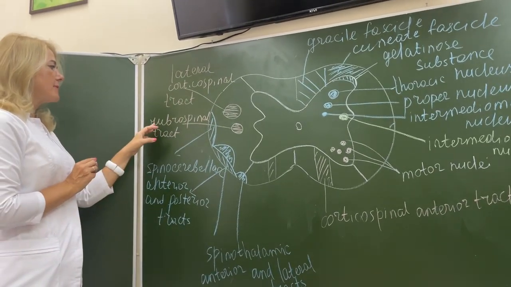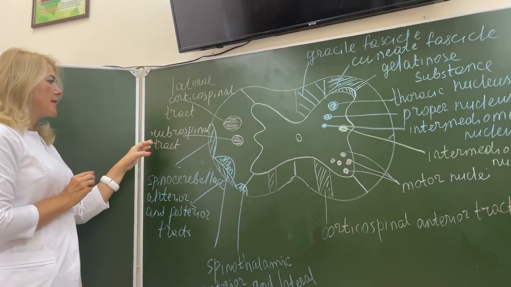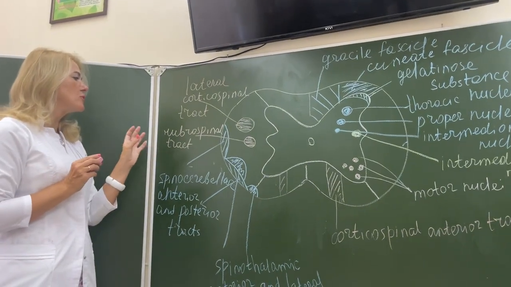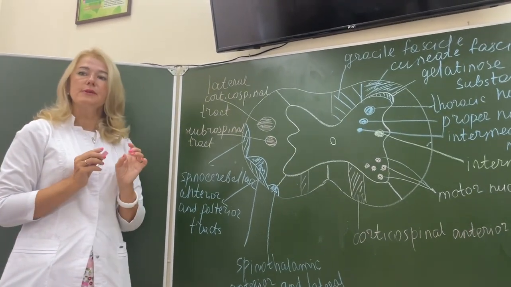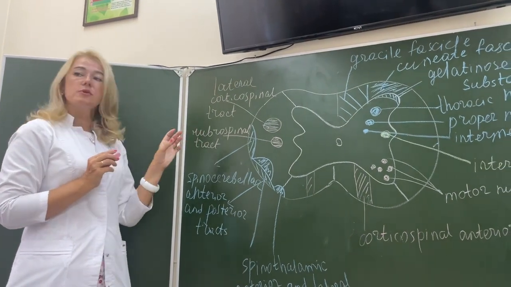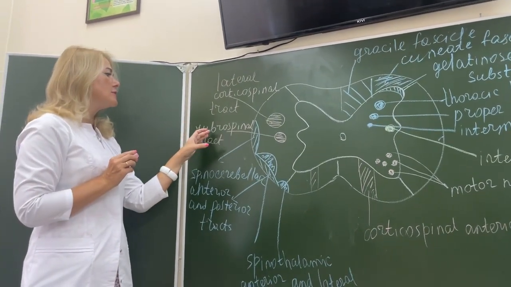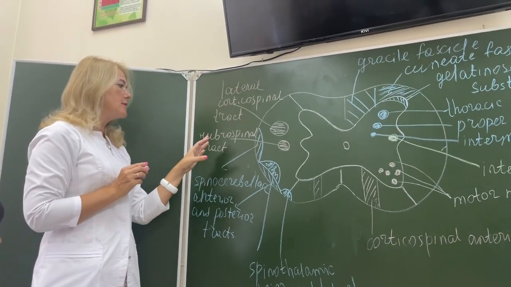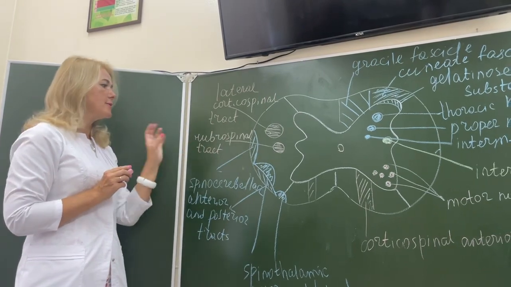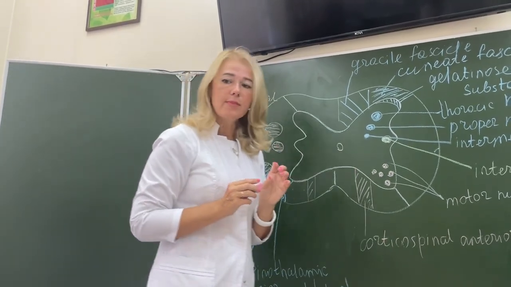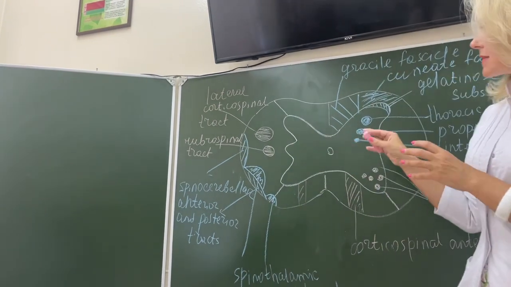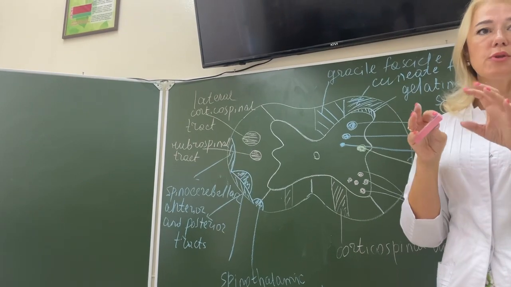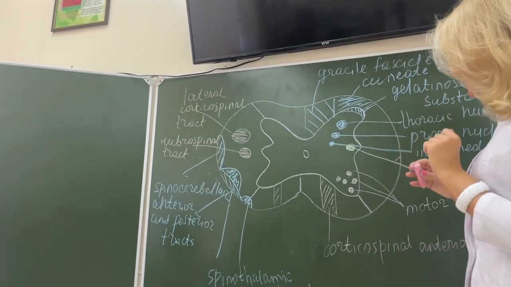Rubrospinal tract. Rubra means red. The red nucleus, nucleus ruber, is a nucleus of the midbrain. It's subcortically located, therefore it's already an involuntary motor tract. It does not depend on our cortex. Involuntary. Of course, the number of these tracts is prevailing, and this is the smallest amount of them. At least this one should be known by you, learned by heart.